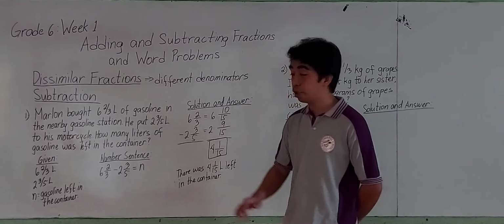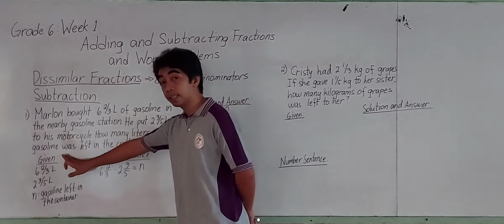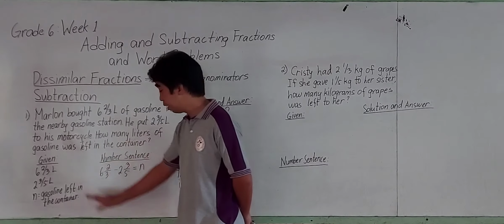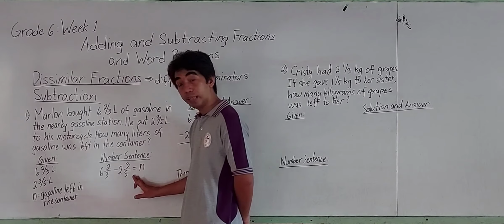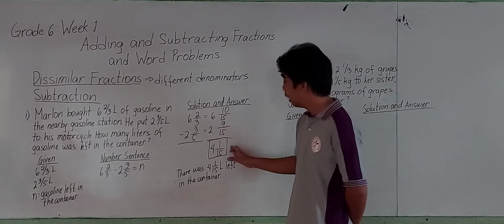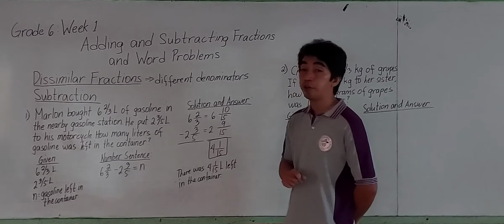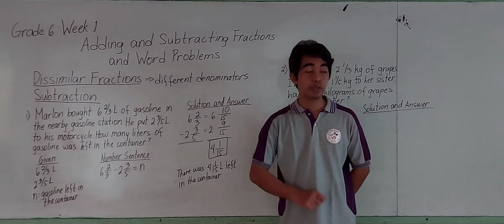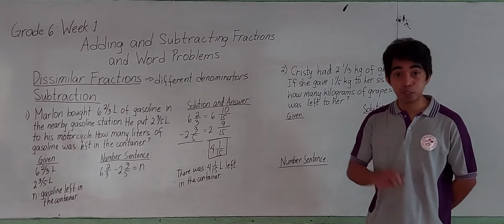Again, in solving word problems, we identify the given. From the given, we construct our number sentence. And from the number sentence, we solve to get the answer. So that is problem number 1. Let's proceed to problem number 2.